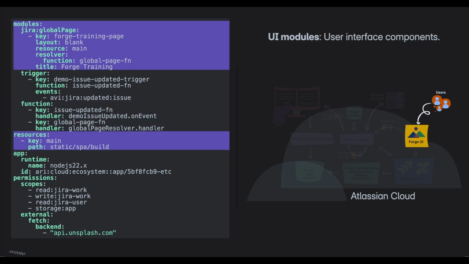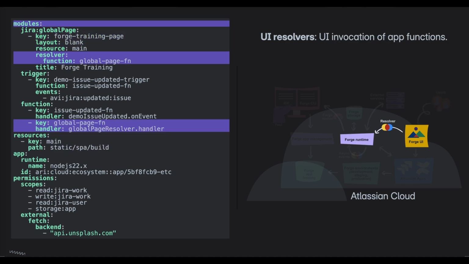UI modules define the user interface components of the app. They are used to render content in apps such as Confluence and Jira. UI resolvers define the wiring between an app's user interface and its backend. So in this example, the app's code within the Jira global page can call the global page function handler.